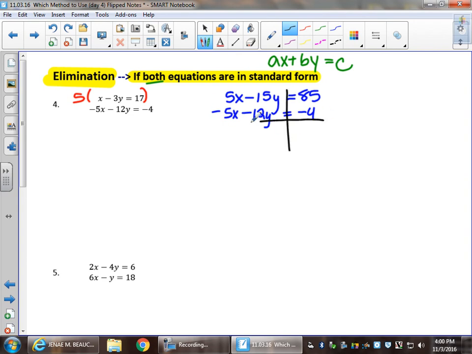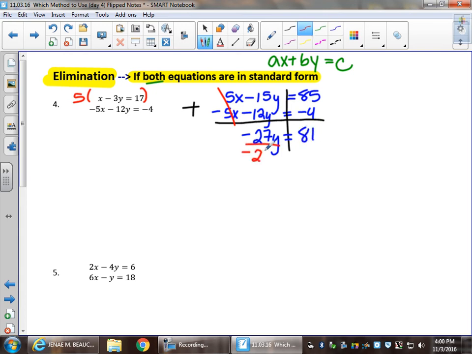Line down the equal sign, line across. Now it's time to linearly combine them by adding 5x plus a negative 5x, 0. Let's see what's left. Negative 15y plus negative 12y is negative 27y equals what? 85 plus a negative 4, or 85 minus 4, same thing, 81.